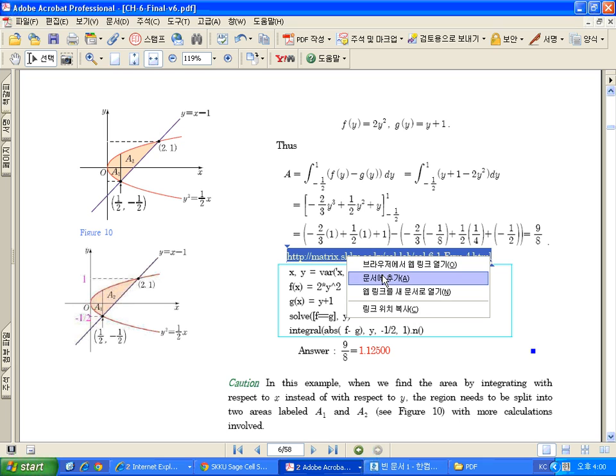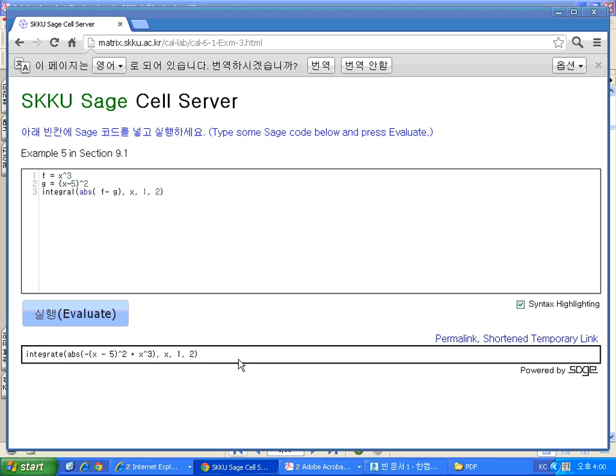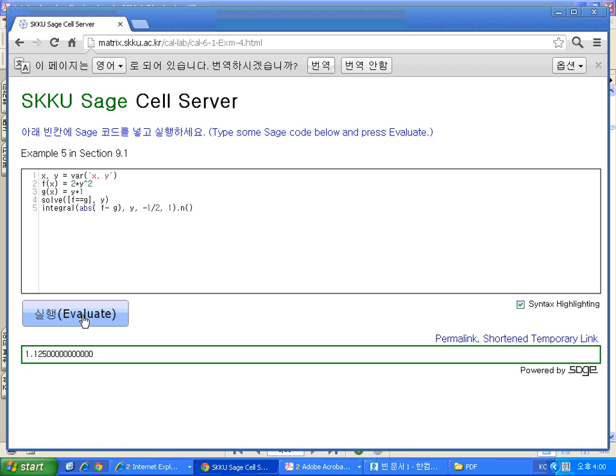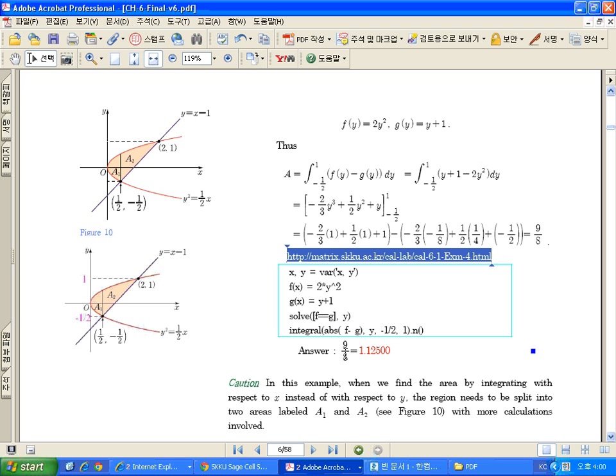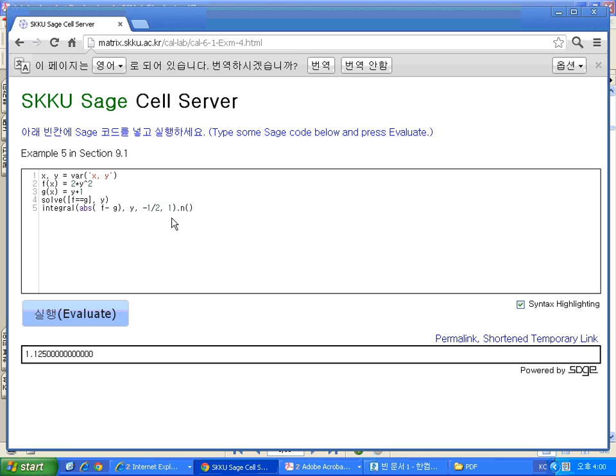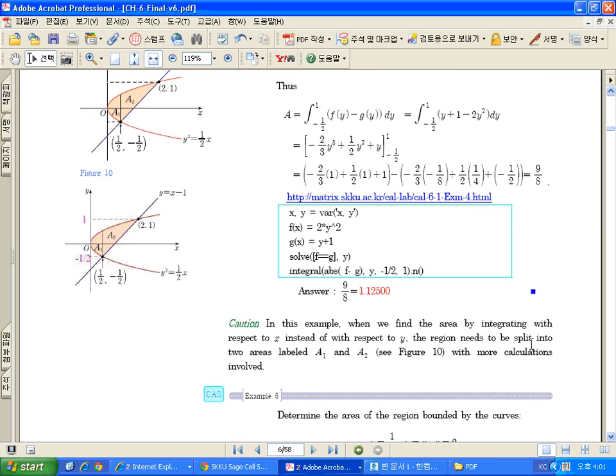That also can be done in a similar way. So you integrate it and find 1.125, which is 9/8. So there are many ways to get the answer you'd like to have.